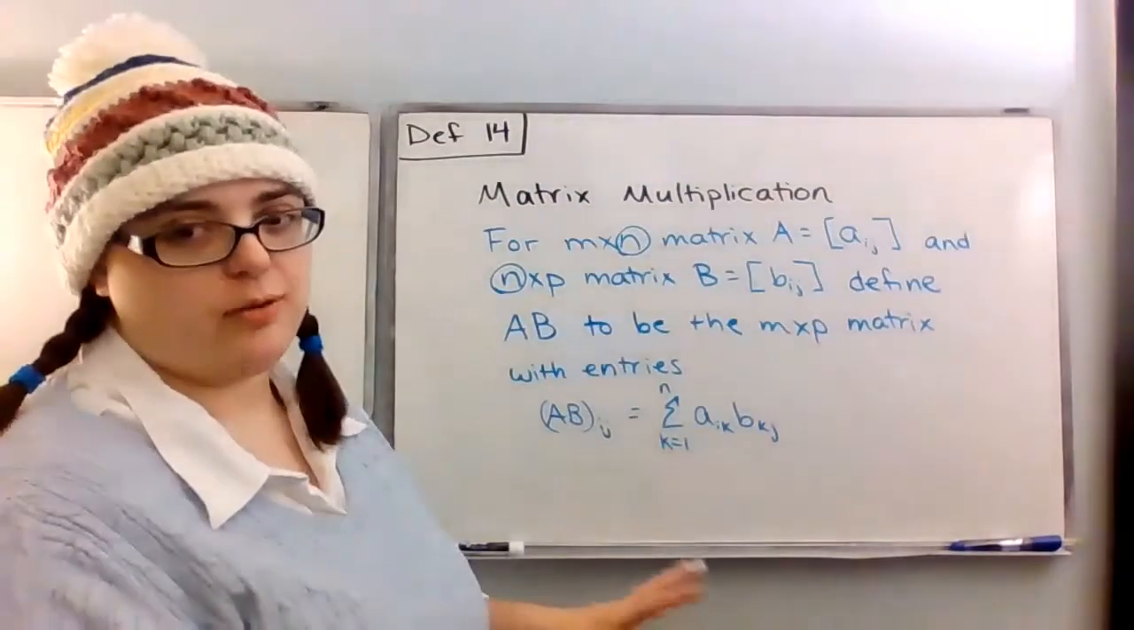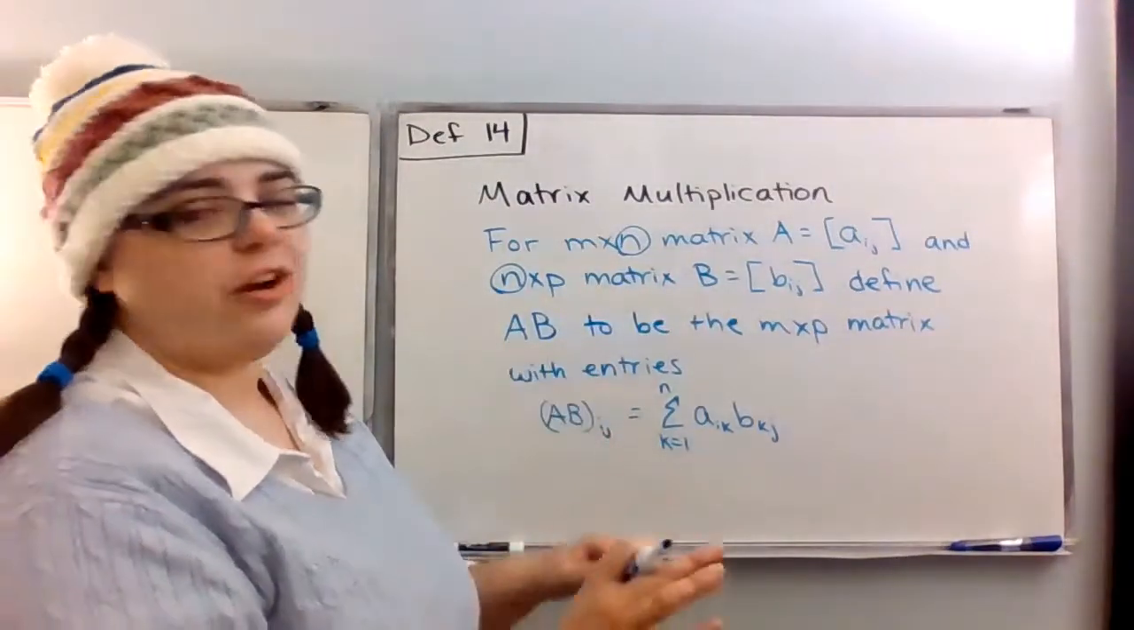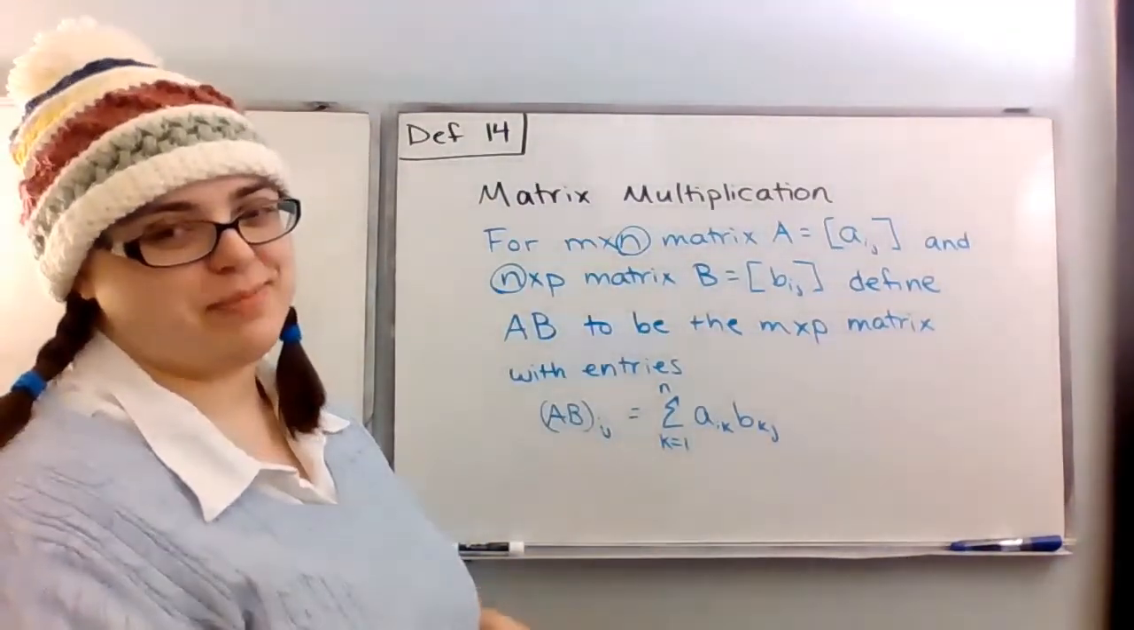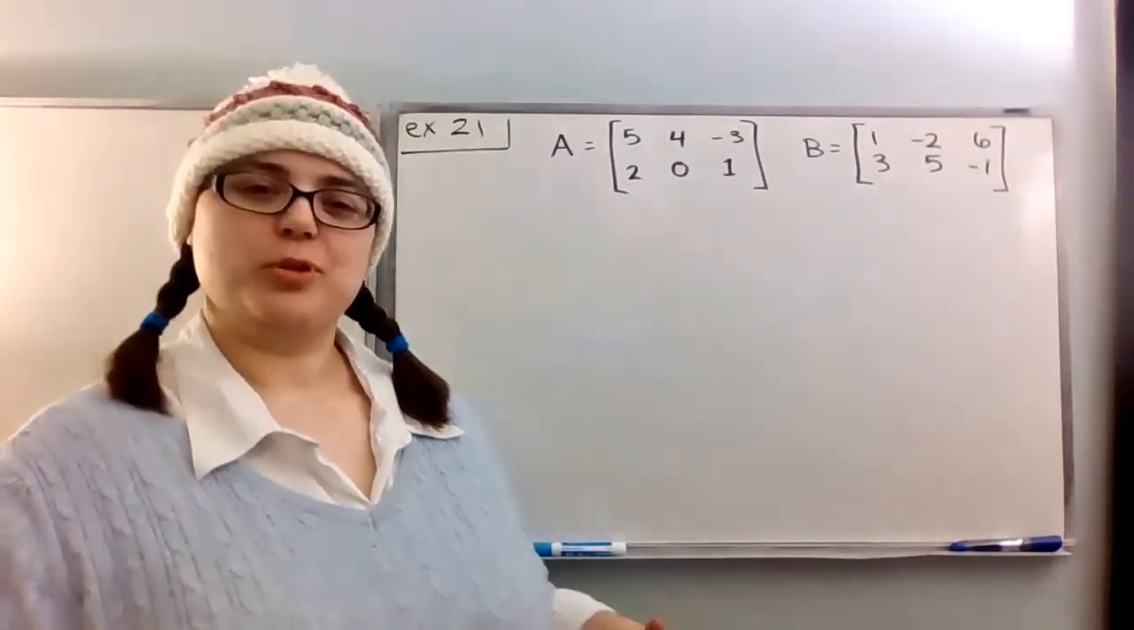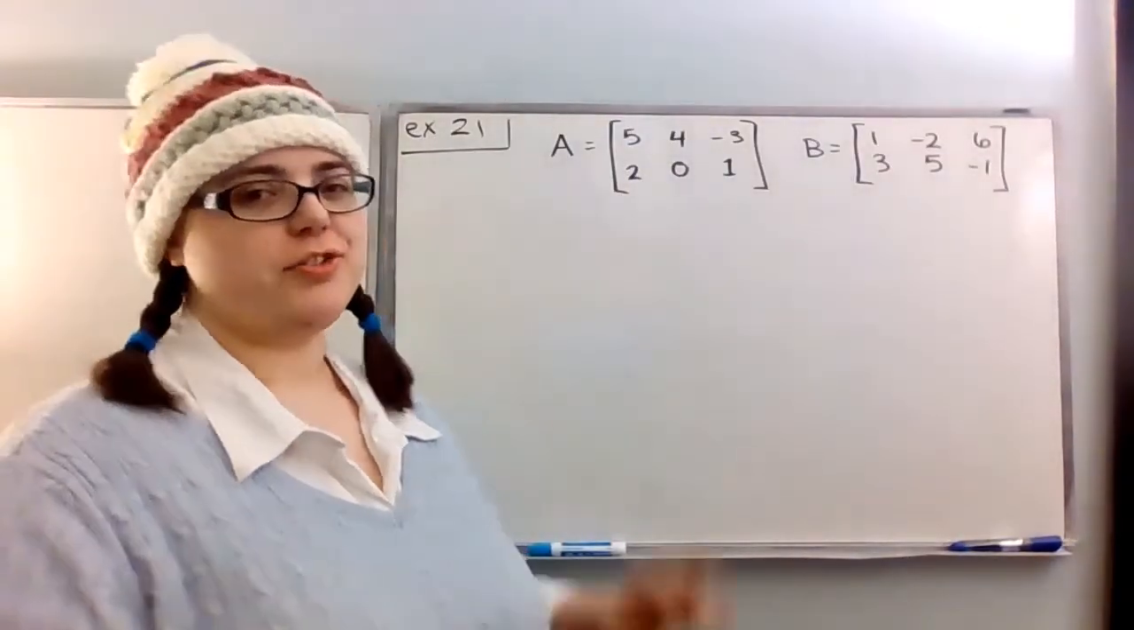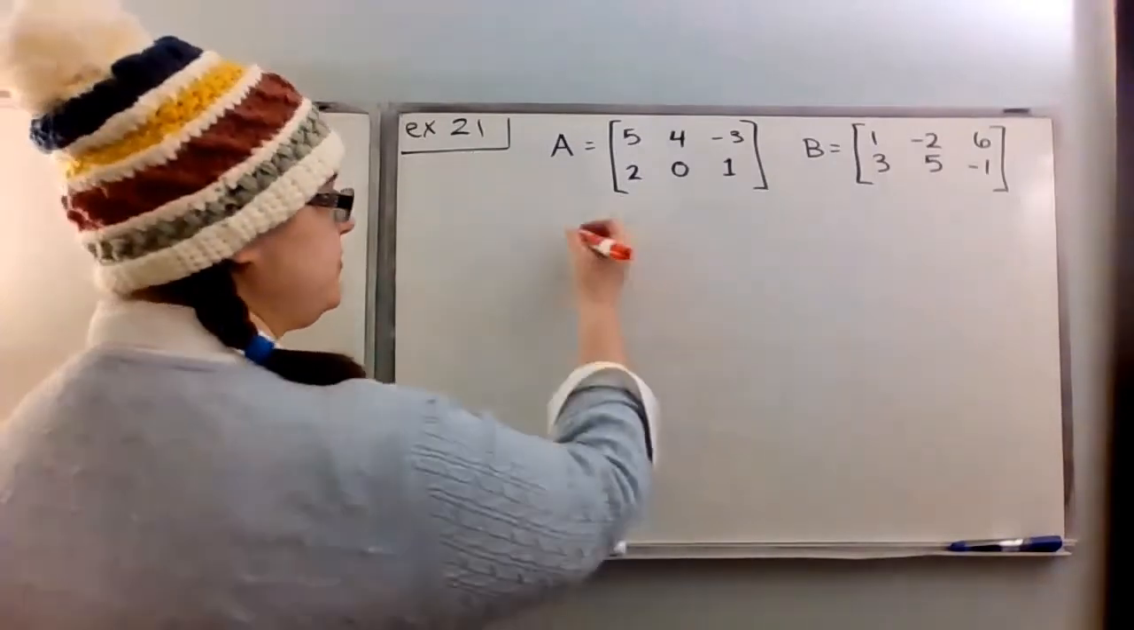I'm going to reiterate it all when we do an example, but let's start out with some easy examples. Let's do some matrix addition. Cool. For this example, all we're going to do is add these two matrices together.